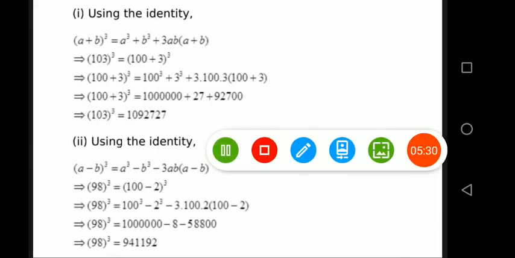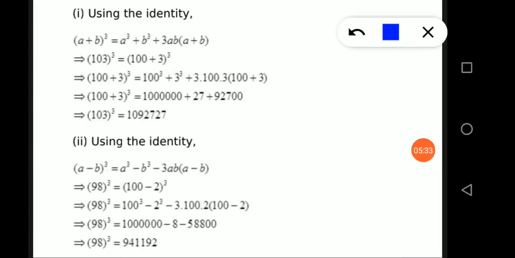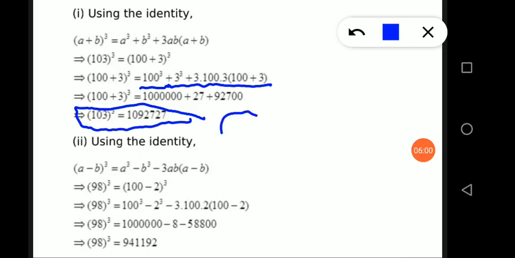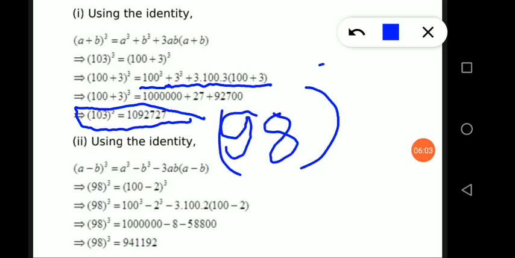So let's start solving this problem. After applying the formula, we get 100 cube plus 3 cube plus 3 into 100 into 3 multiplied by 100 plus 3. And after solving, we will get our answer as 10,92,727. Got it? So in the second part, we have the question 98 cube, and 98 is written as 100 minus 2. So 100 minus 2 whole cube.